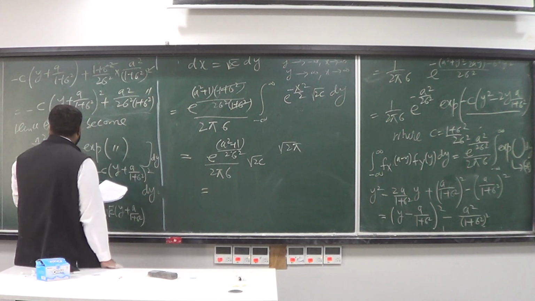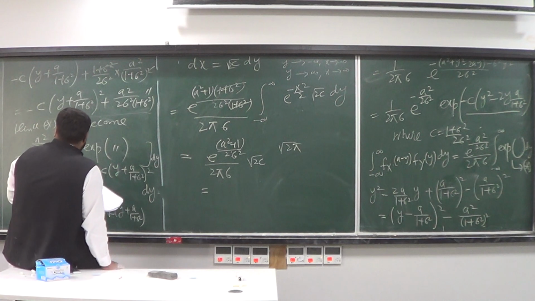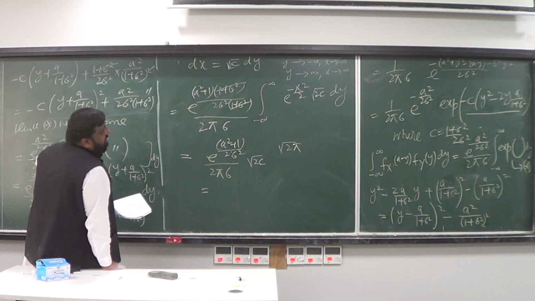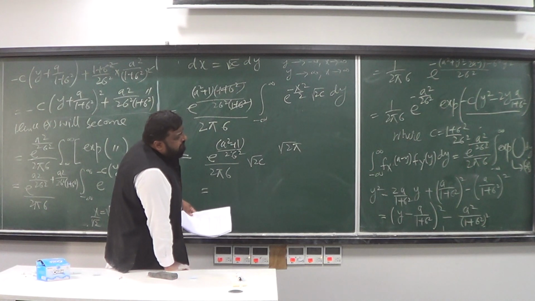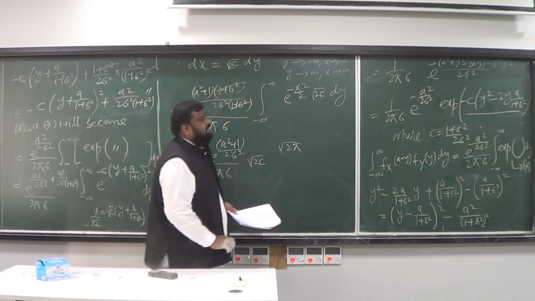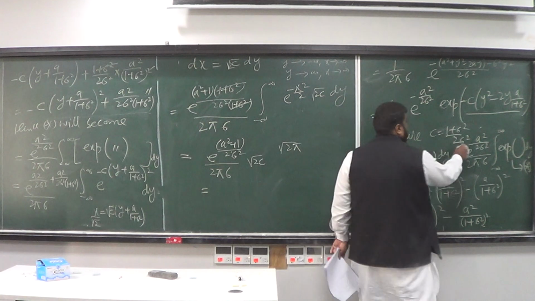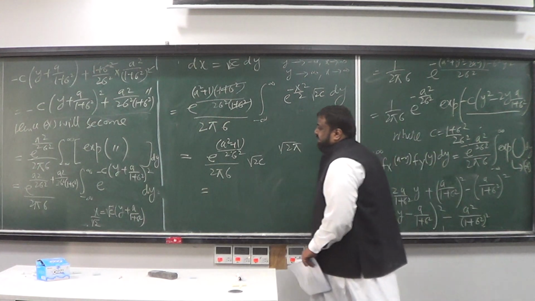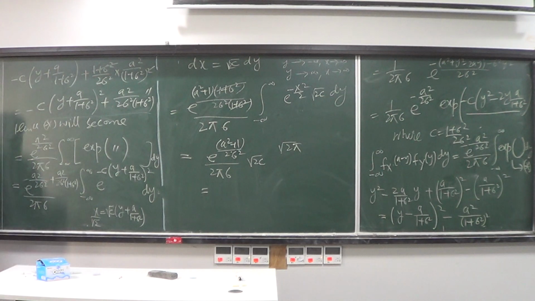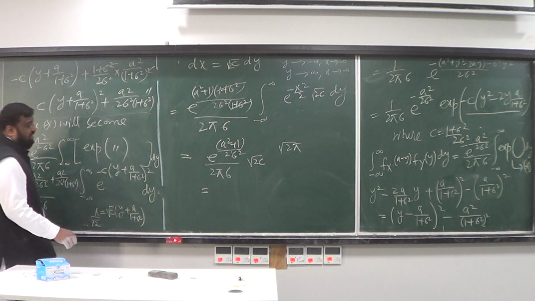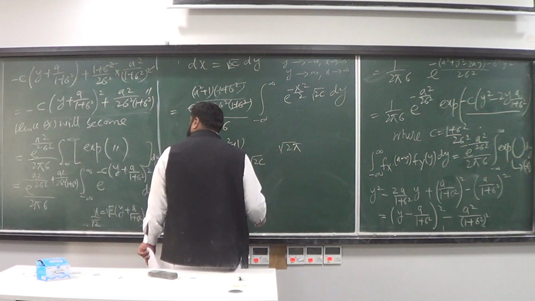Am I making a mistake actually? Yes, I am making a mistake. That mistake is that this a square minus 2 square sigma should be negative. So it should be negative. And if it is negative, what would be the outcome then? Okay, so just a little bit of modification.